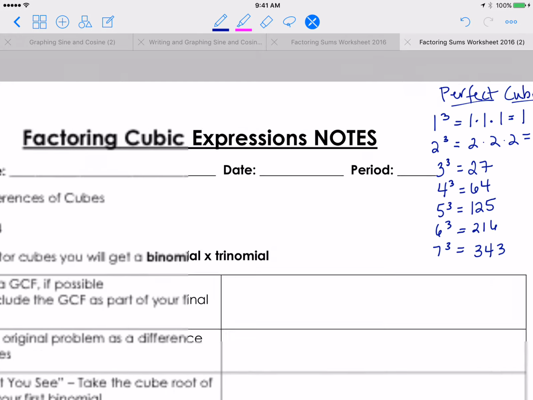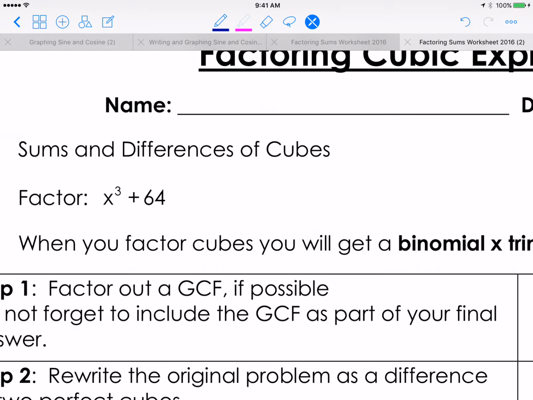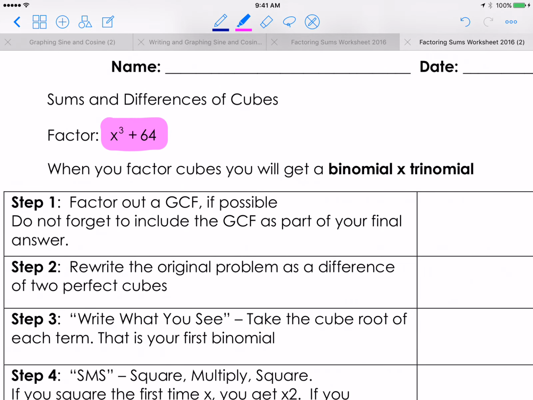Okay, so now we've talked about what a perfect cube is. Let's talk about how we would factor one. Let's start off with this problem right here: x to the third plus 64. What's really cool about factoring cubic expressions is that in the end, you're going to get a binomial, which is 2 terms, times a trinomial, which is 3 terms. It's very cool, but we've got to do a couple of steps, and it might take a while to do this first one because I'm introducing it to you. After a while, you're going to get really fast at this. It might look intimidating at first, but I promise it's going to work out, and after a couple examples, it's going to click.